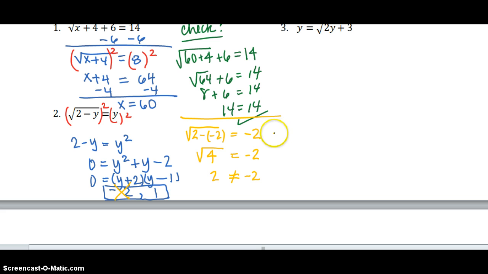Let's make sure that 1 works. I don't want to make any assumptions and not know for sure. So let's do this in blue. The square root of 2 minus 1, does that equal 1? Well, yes, that's going to be the square root of 1, and the square root of 1 is 1, and that checks out. So 1 is our only solution.